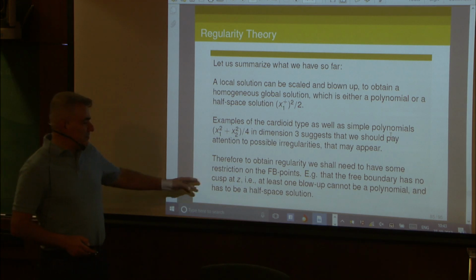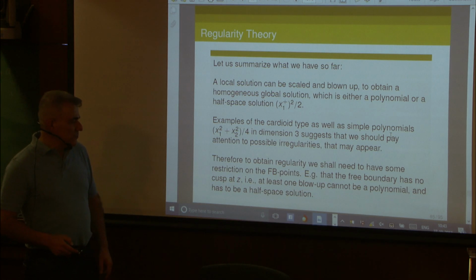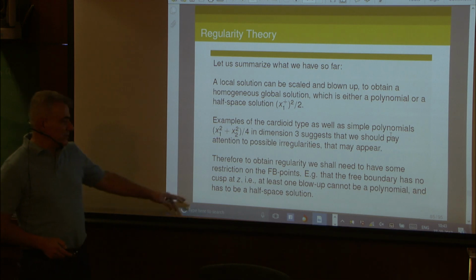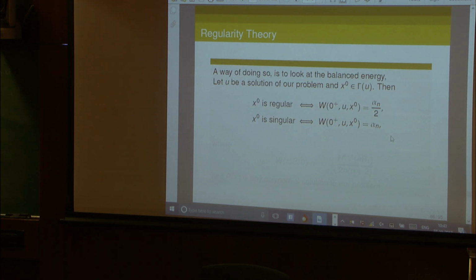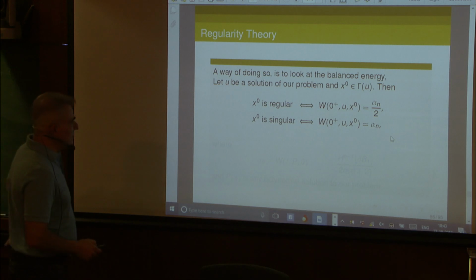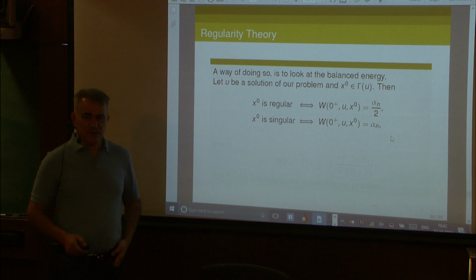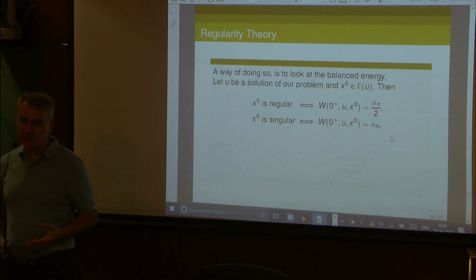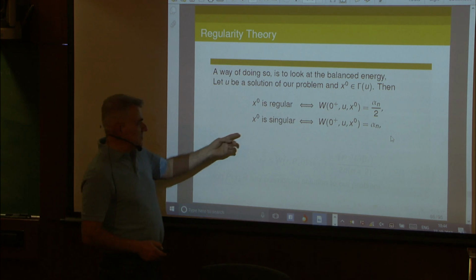So to obtain regularity, we'll restrict ourselves to the so-called good points. The good points will be those that really give you half-space blowups. So we avoid cusps. And for that, we call x0 a regular point if the free boundary doesn't have a cusp, and it's a singular point if it has a cusp.